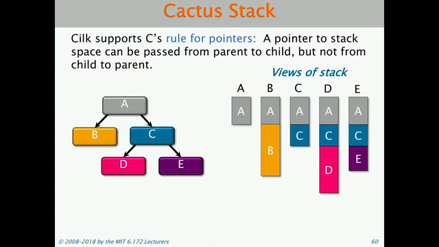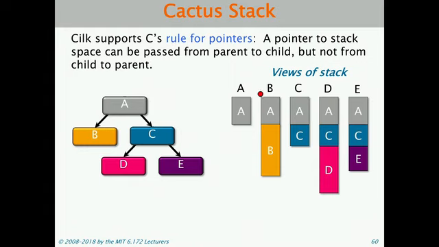So let's say I have this computation on the left here. A is going to spawn off B, and then it's going to continue executing C. And then C is going to spawn off D and execute E. So we see on the right-hand side the views of the stacks for each of the tasks here.